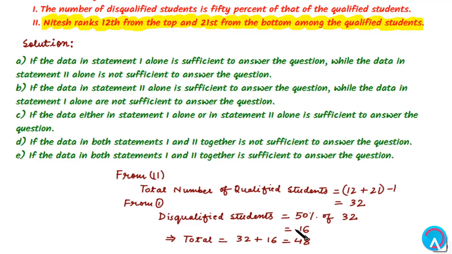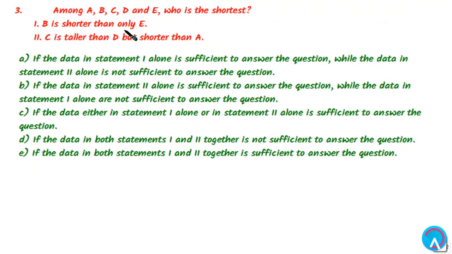So here in this question, we've made use of both statements 1 and 2 in answering the question. So E is the correct option. That means both statements 1 and 2 together are sufficient to answer the question. Let's do question number 3. Among A, B, C, D and E, who is the shortest? So the first statement is, B is shorter than only E, and the second is, C is taller than D but shorter than A.